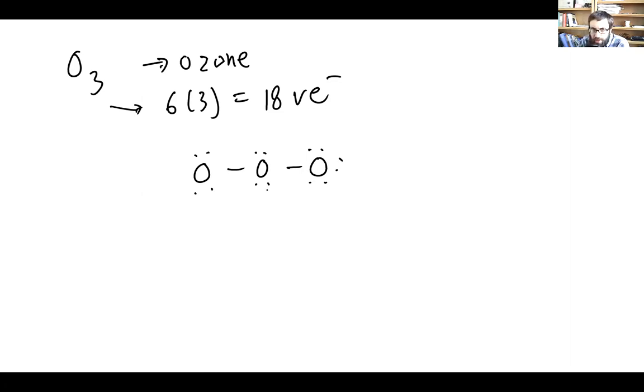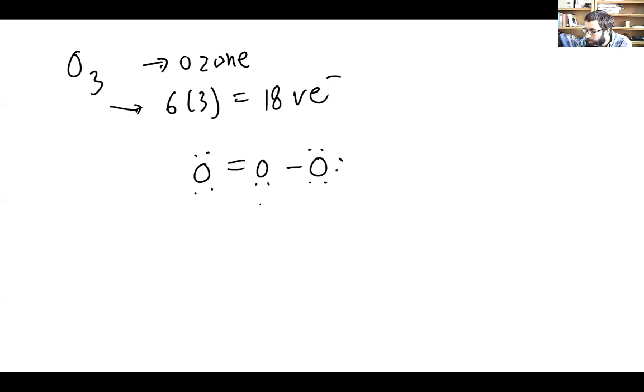But now we have to check to see if we're satisfying the octet rule. We are on the central atom, 2, 4, 6, 8. We are on this atom, 2, 4, 6, 8. We are not on this oxygen, 2, 4, 6. That tells us we're going to have to bring one of these lone pairs down into a double bond. And so let's erase that and make a double bond there.